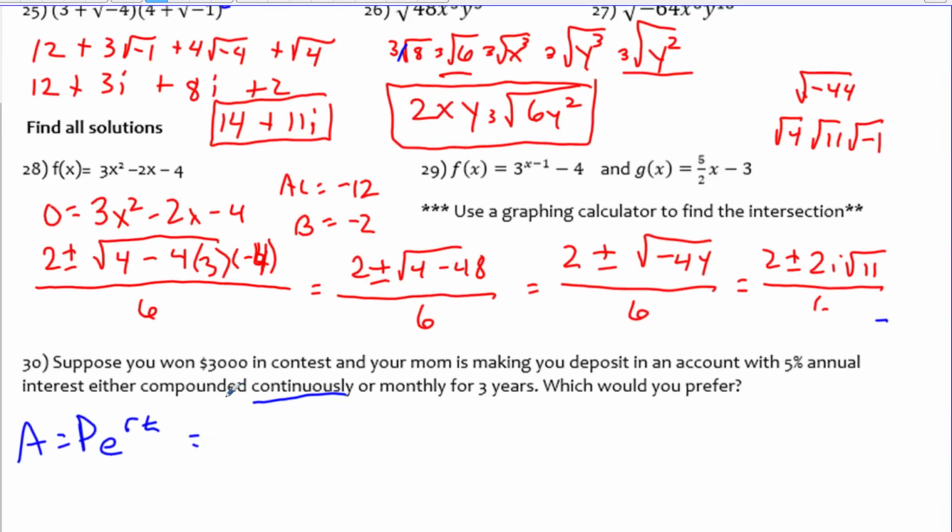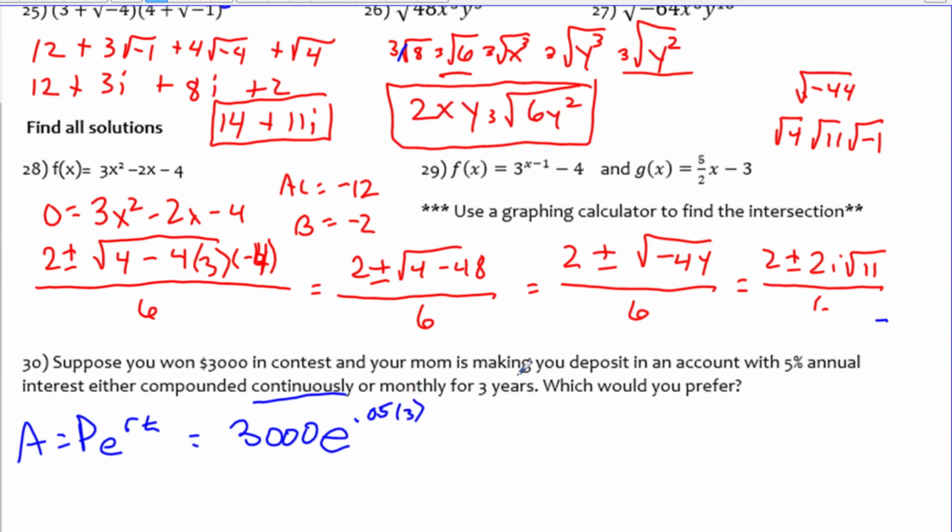So P in this case is my $3,000. E is e, that's our 2.71, 2.72 number. My rate in this case is 0.05, so 5% in decimal form. And this says 3 years, so I'm going to say times 3.